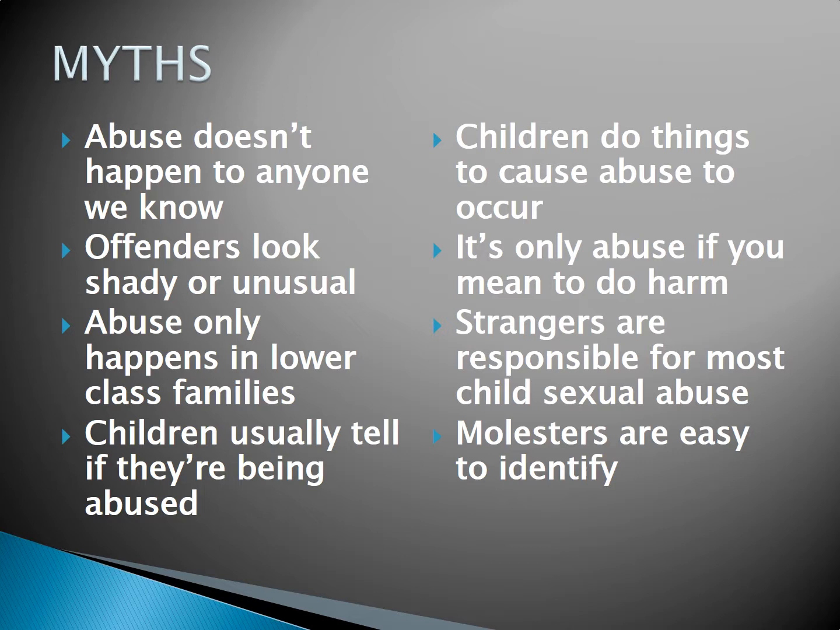Most child sexual abuse is perpetrated by someone the child knows and trusts, and there are no overt characteristics that identify an abuser. In fact, child molesters may rely on our assumptions to deliberately gain access to victims.